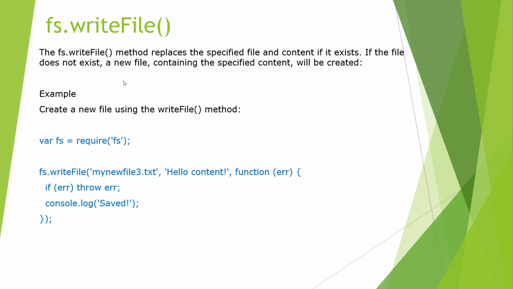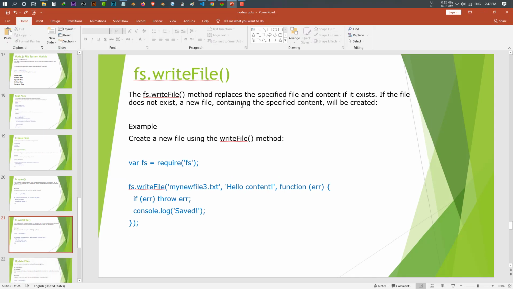For example, if we have a file called anything, if we use this method, it replaces everything with the new content. For example, I have hello world inside my file, but I want to replace it with 1 2 3. It replaces the content. But if the file is not there, if there is no such file, it creates this file for us. You can use this method also to create a file.